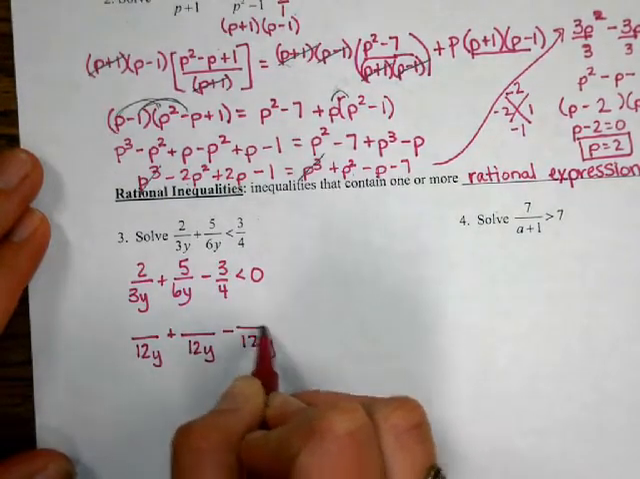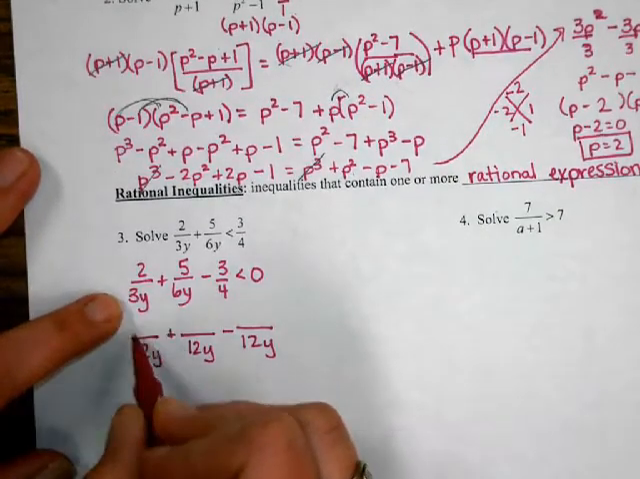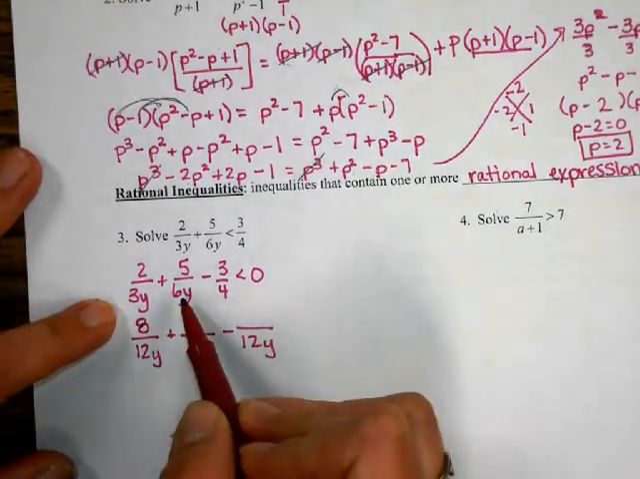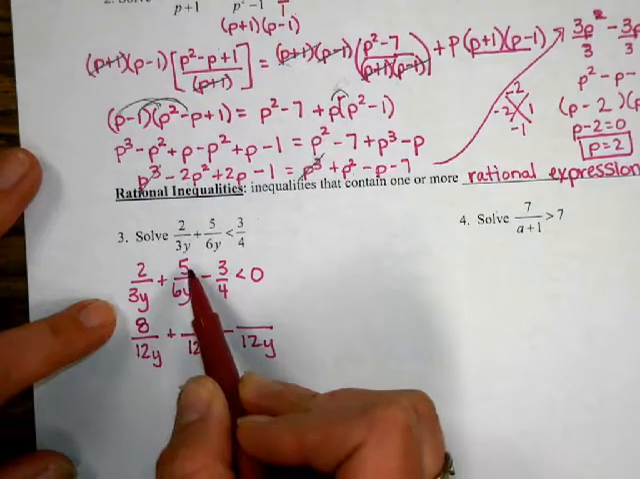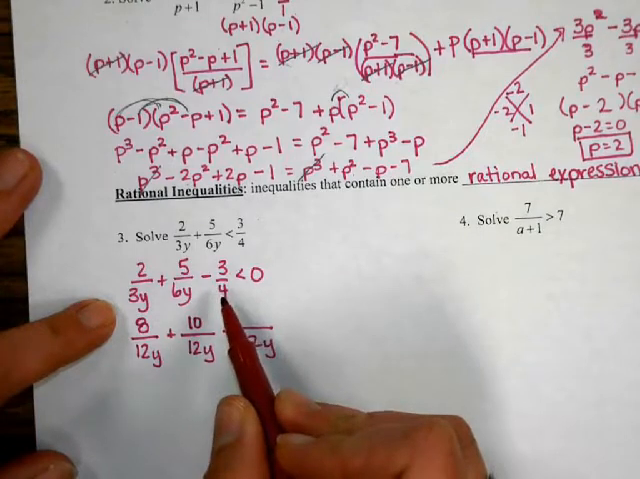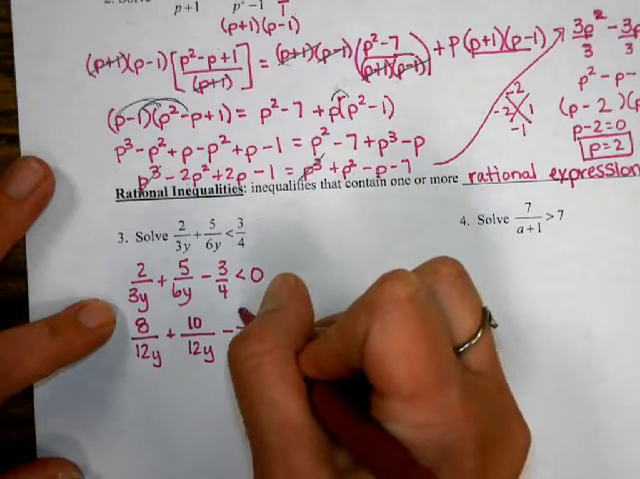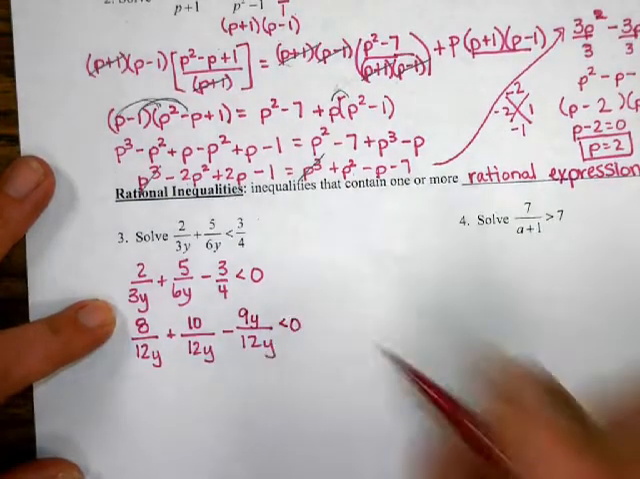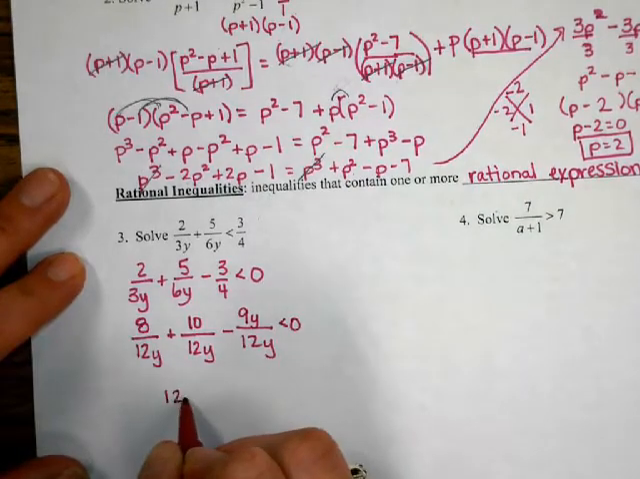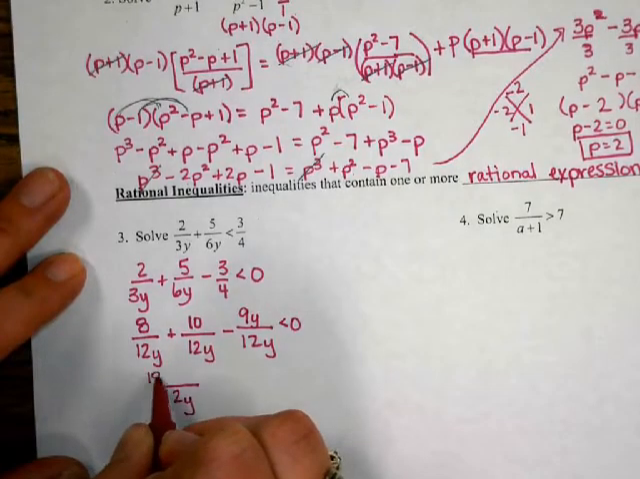Okay, so what's new? I multiplied this guy, the denominator here, by 4, so I need to multiply the top by 4. And if I multiply the denominator here by 2, then I have to multiply the top by 2. And this denominator went from 4 to 12y, so I need to multiply the top by 3y, so I get 9y. All right, combine like terms. So they all have a denominator of 12y. So in my numerator, I have 8 plus 10 is 18, minus 9y is less than 0.